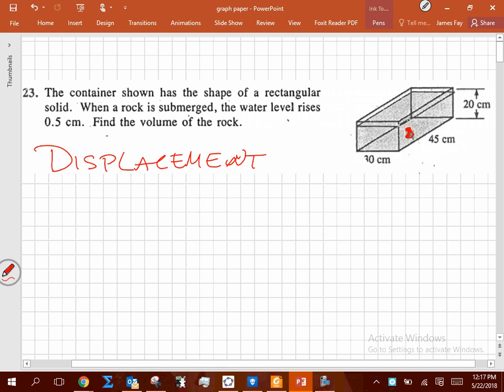The act of putting that rock in the water is going to produce a new volume, and that new volume is going to be different than the volume of what we started with. Does that make sense? The only thing that is going to be accountable for that new, different volume is the rock.